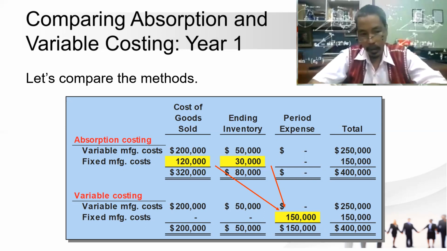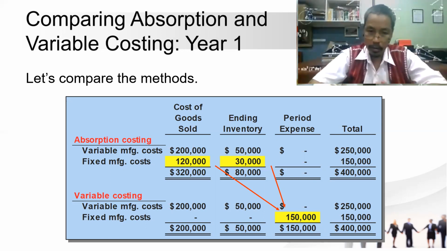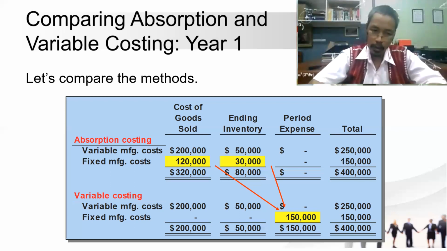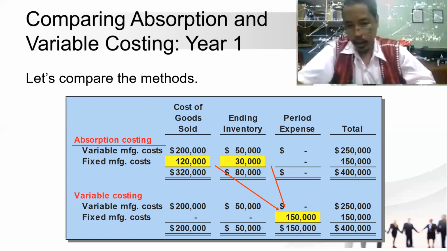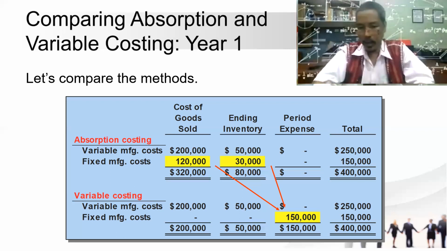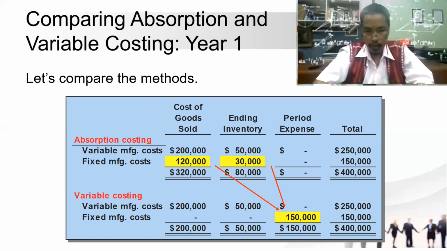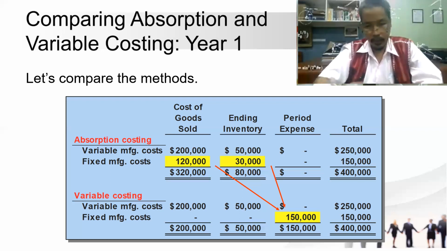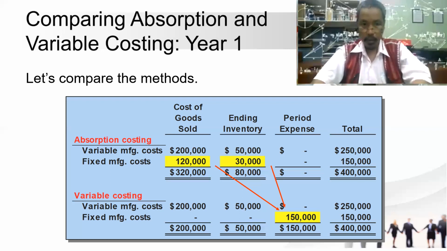What about variable costing? Variable manufacturing cost, we have 250,000. Fixed manufacturing cost, we have 150,000. So 250 plus 150, that is $400,000. Okay, that is for our year number 1.